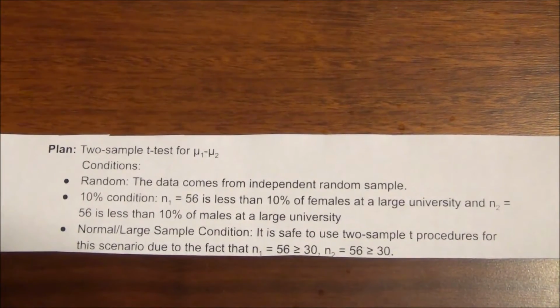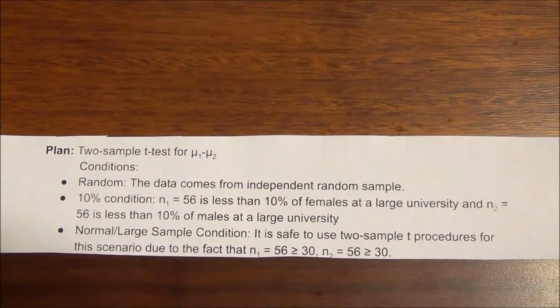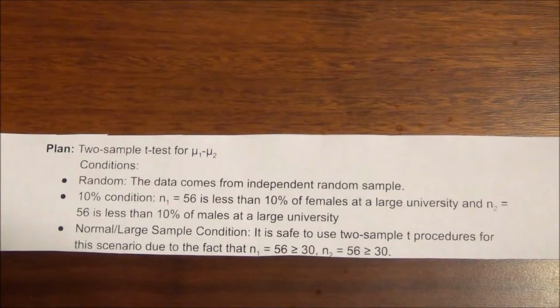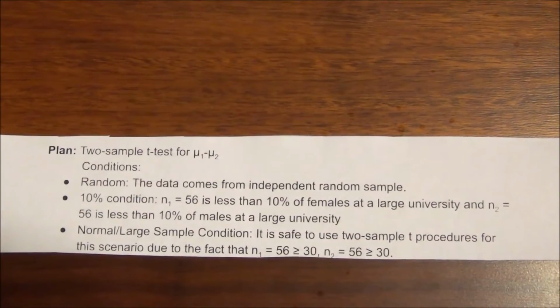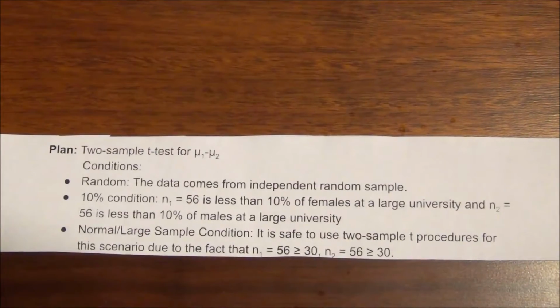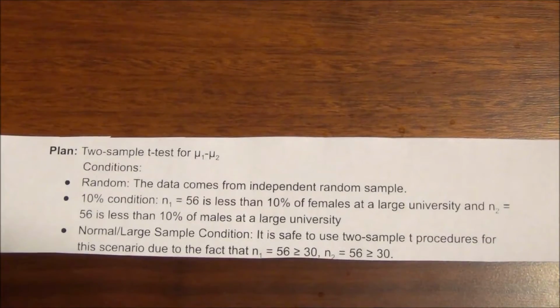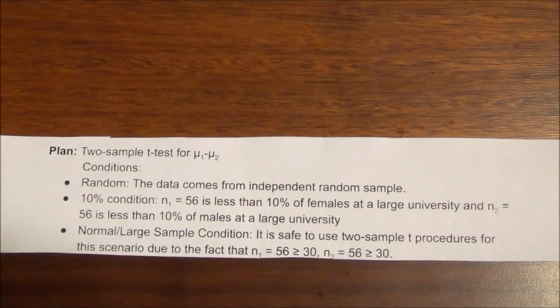The 10% condition, which checks to see whether you can use the standard deviation, is also fulfilled, because n1, which is 56, is less than 10% of females at a large university, and n2, which is also 56, is less than 10% of males at a large university. The normal/large sample condition is also fulfilled as long as both the sample sizes are larger than or equal to 30, which in this case 56 is.